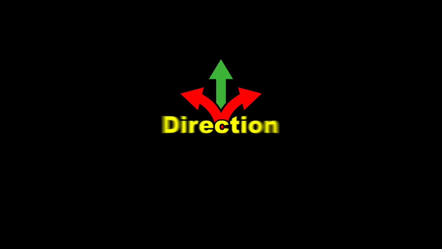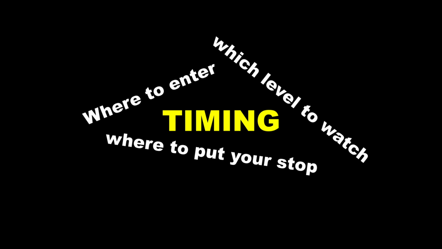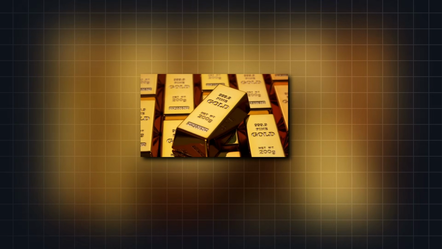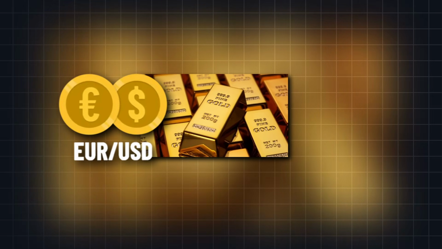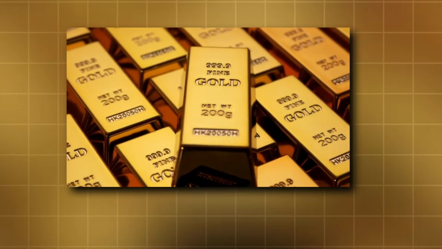Now, and only now, you open the chart. Direction is already decided by the previous 2 steps. What you need here is timing. Where to enter, where to put your stop, which level to watch. And gold has its own technical rules. They're not Euro USD's rules. They're not Nasdaq's rules. They're specific. 3 key points cover most of it.